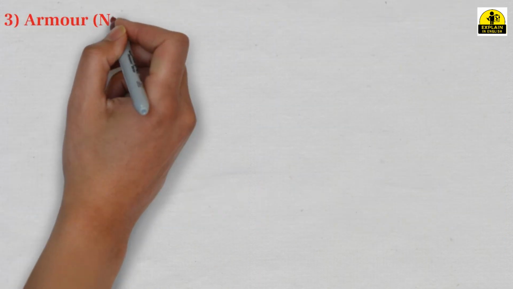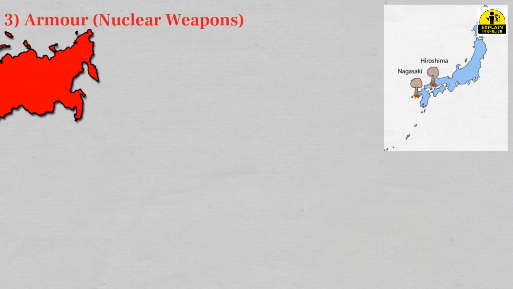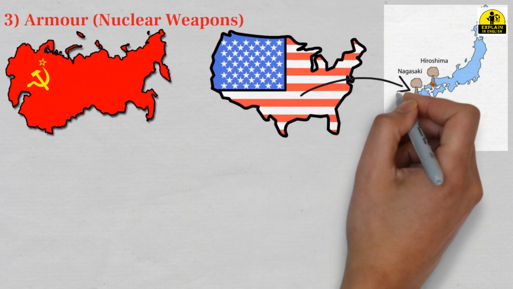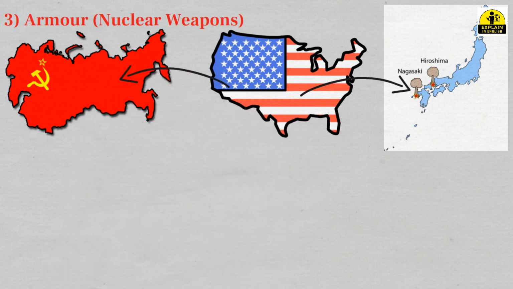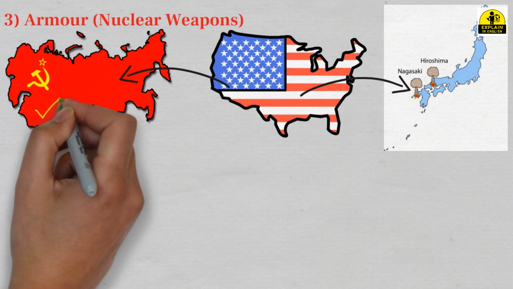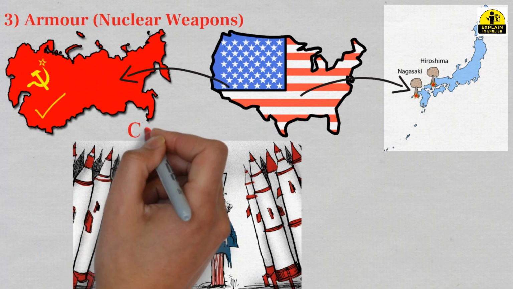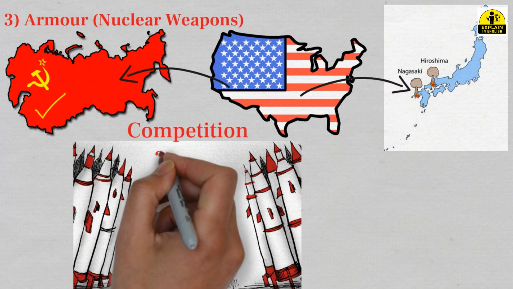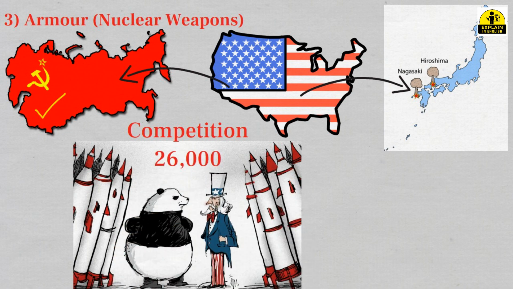The third reason was the investment in armor and nuclear weapons. You must have heard about the nuclear bombings in Hiroshima and Nagasaki, Japan. The USSR was afraid of America's nuclear power and couldn't ignore the possibility of a nuclear attack by the USA. Therefore, to protect itself and its citizens, the USSR aggressively started making nuclear weapons. At that time, there was a competition between the USSR and America to make the most nuclear weapons. And together, both countries had about 26,000 nuclear weapons.